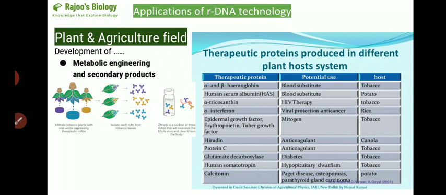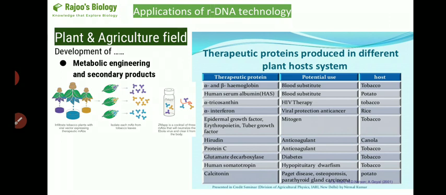Alpha-trichosanthin for HIV therapy from tobacco. Alpha interferon, a viral protection and anti-cancer agent, is produced in rice. Hirudin, an anticoagulant, is produced from canola. Protein C, an anticoagulant, is produced from tobacco. Glutamate decarboxylase for the treatment of diabetes is produced in tobacco. Human somatotropin, for hypopituitary dwarfism treatment, is produced in tobacco.